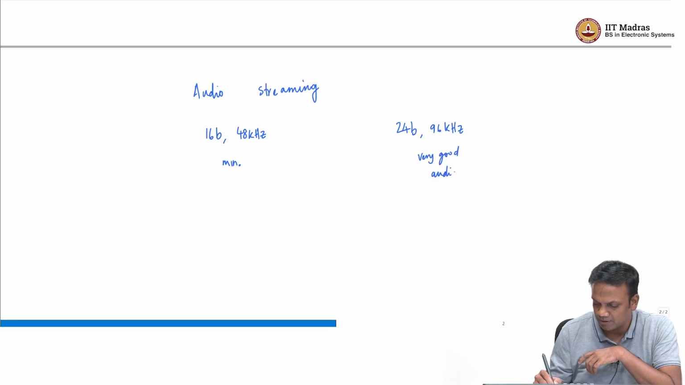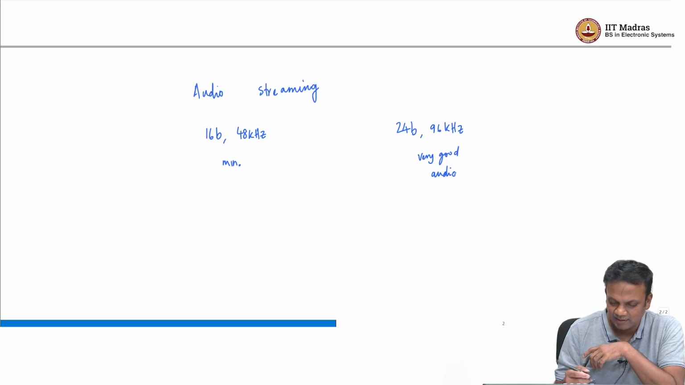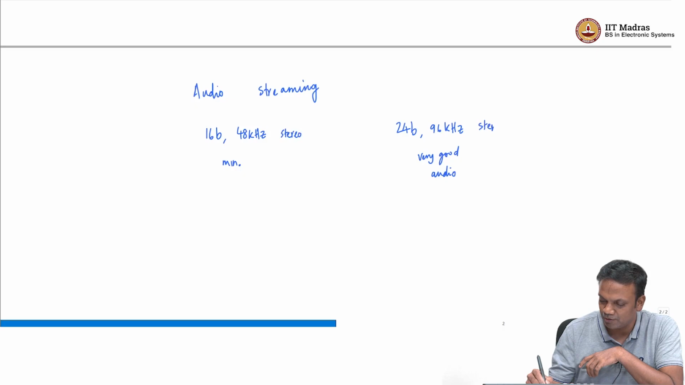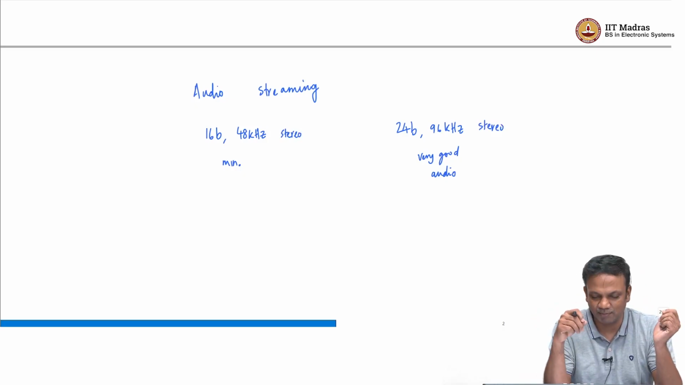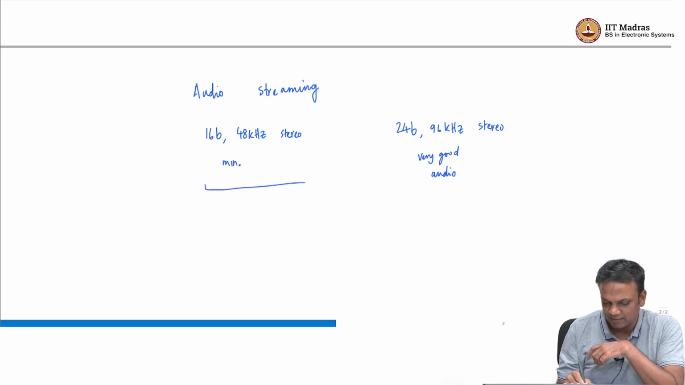Now if you use this to calculate the data rate, you would want to listen to stereo music. Stereo music means you have two channels, left and right, so you need to send twice the amount of data. So this data rate will now be 16 bit into 48 kilohertz into 2.